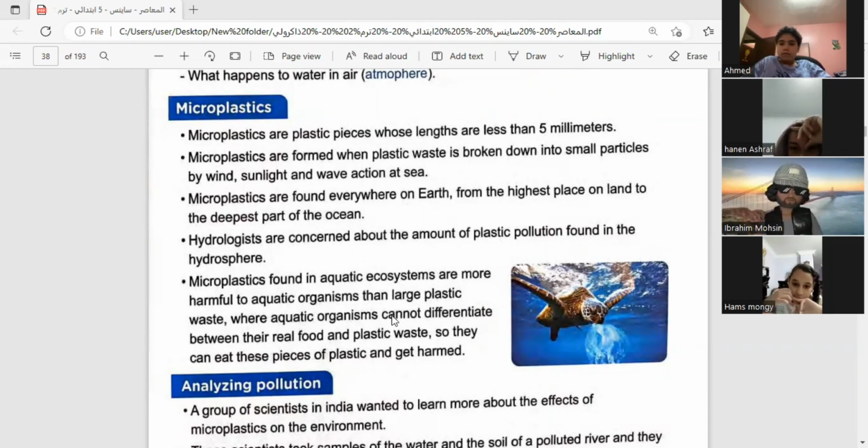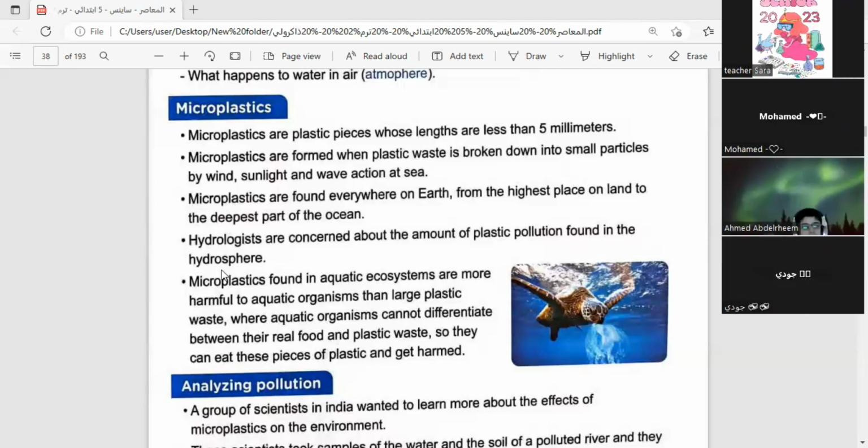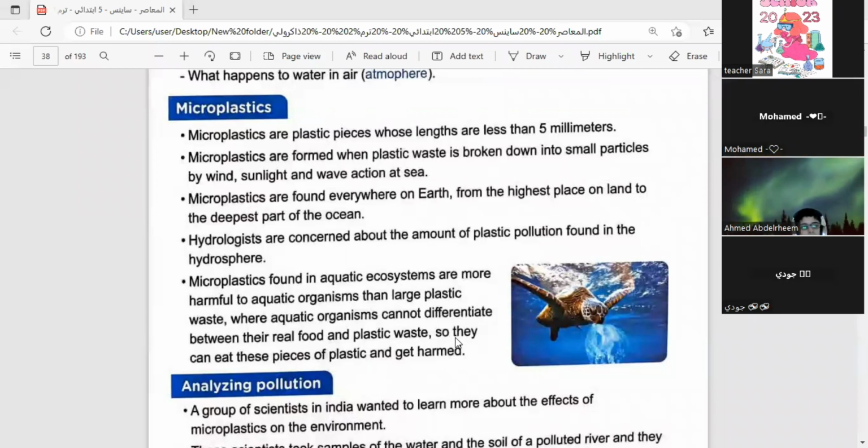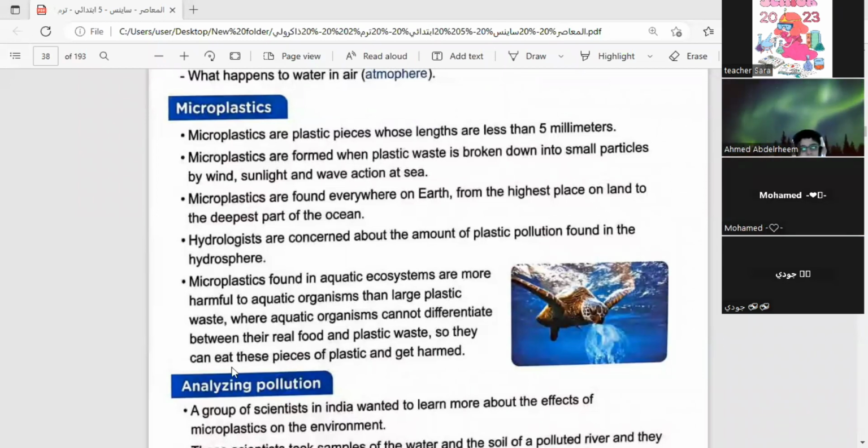Aquatic organisms cannot differentiate between their real food and plastic waste. The aquatic or marine organisms can't tell the small pieces of plastic from their real food, so they are forced to feed on it, which leads to them dying. So they can eat these pieces of plastic and get harmed.